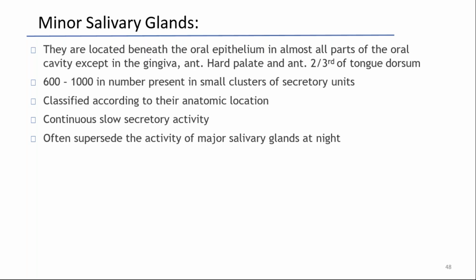In minor salivary glands, there is no chance of developing a stone, because the gland itself is very small. So there is a continuous slow secretory activity.